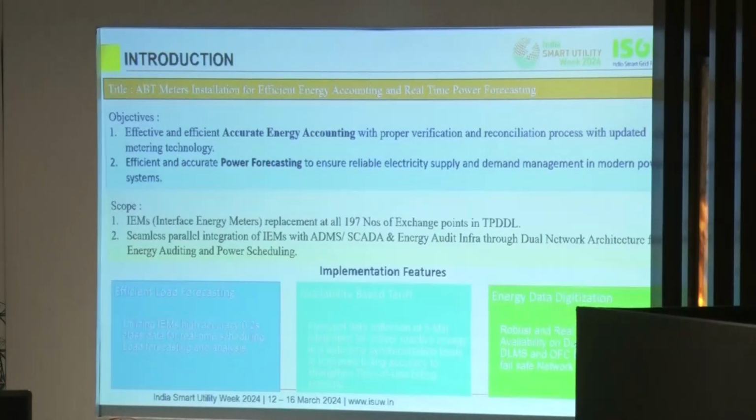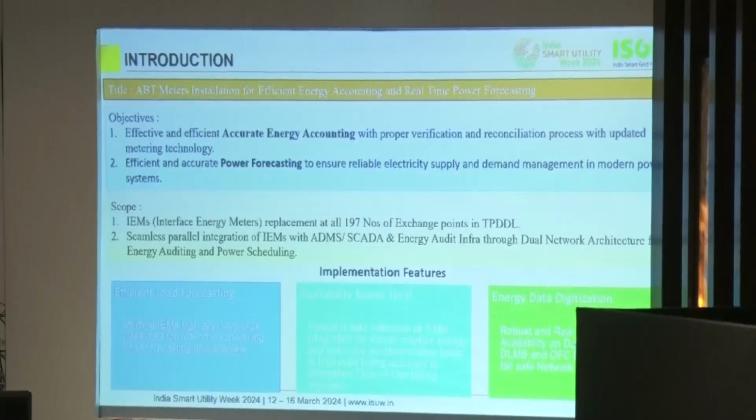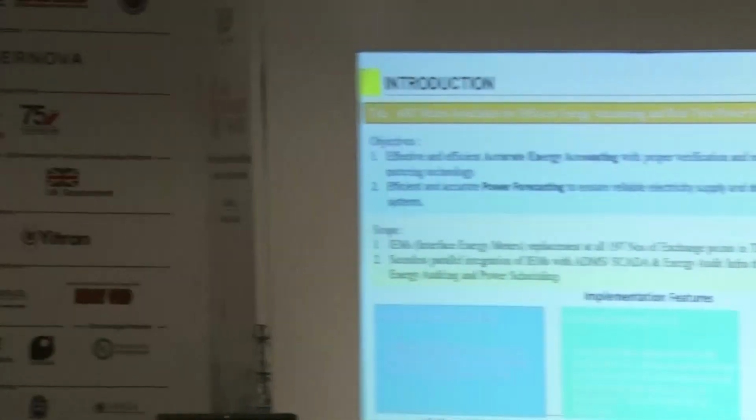Under this project scope, our target was to install 197 ABT meters in total at DTL exchange points, and also to establish a dual network communication infrastructure, so as to ensure the data reporting of these ABT meters to the energy audit group servers, and also parallelly to the ADMS system for power forecasting needs.